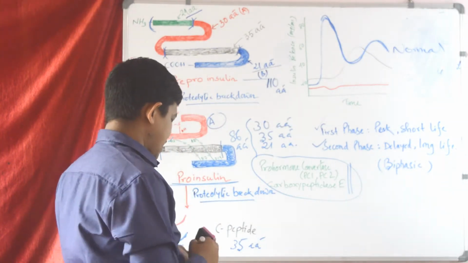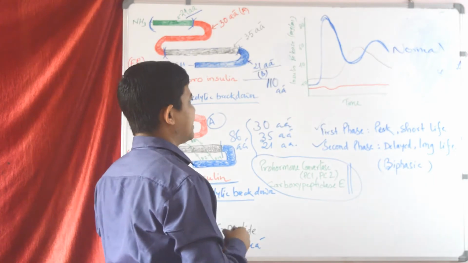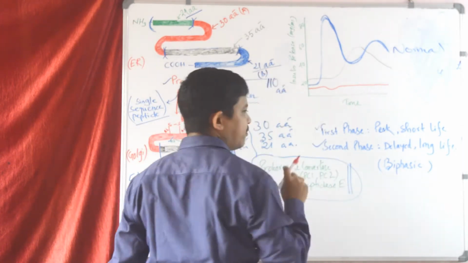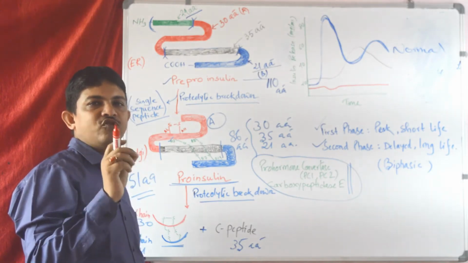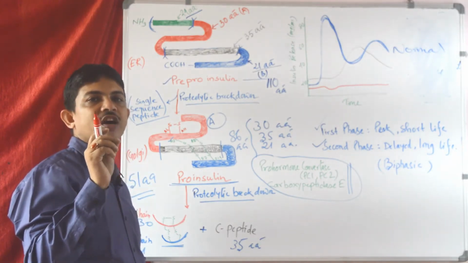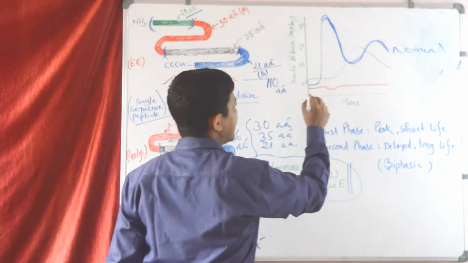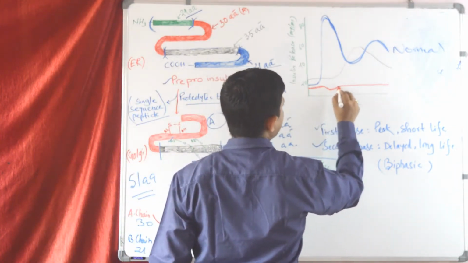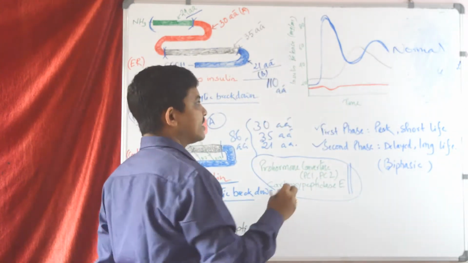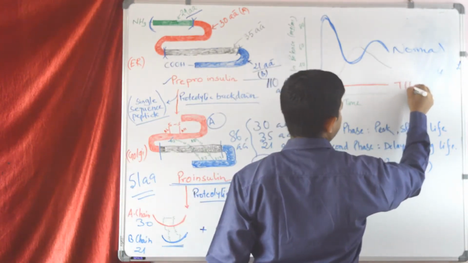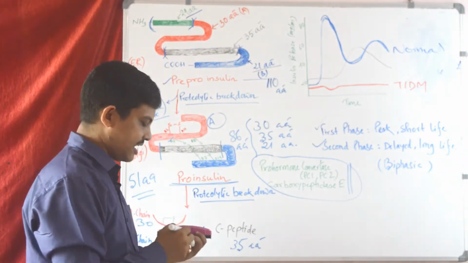In case of diabetes mellitus, type 1 diabetes mellitus means absolute deficiency of insulin due to the destruction of the beta cells. So in the insulin level you can find that there is no peak; the insulin level is very low. That is type 1 diabetes mellitus.